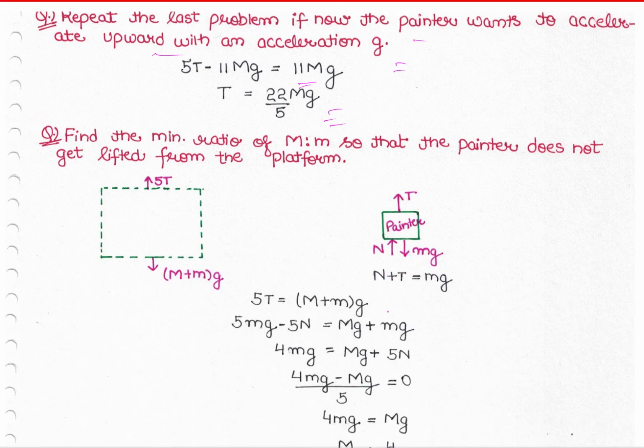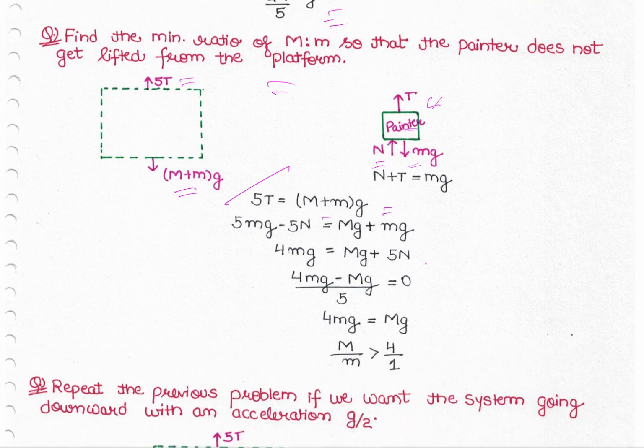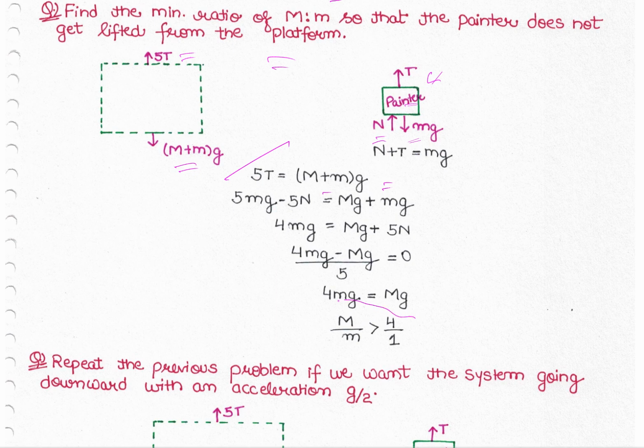Now find the minimum ratio of M to m so that the painter does not get lifted from the platform. So using this information we can draw its free body diagram like this. This is the capital T, this is the painter, and this is the normal force, and this is the weight mg. But 5T is equal to M plus m into g. If you simplify this, we get capital M by small m greater than or equal to 4 by 1. That is M is to m is equal to 4 is to 1.